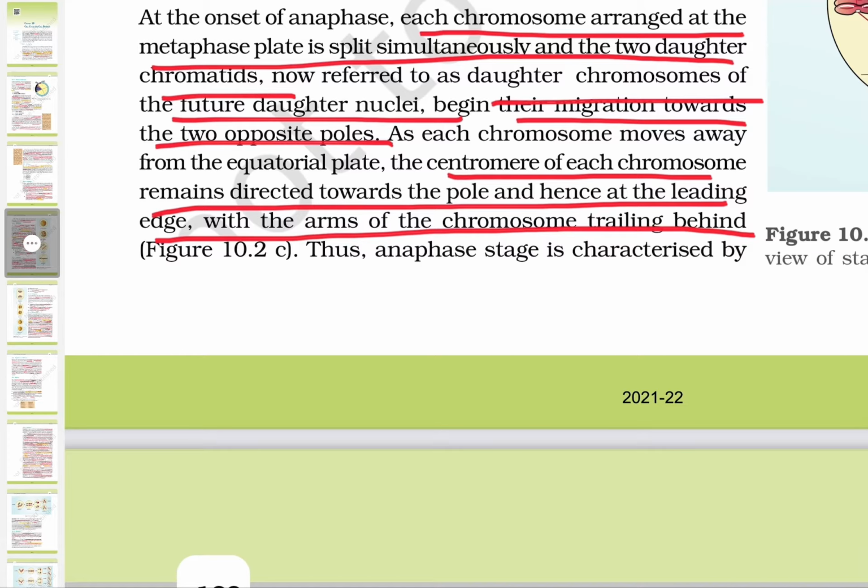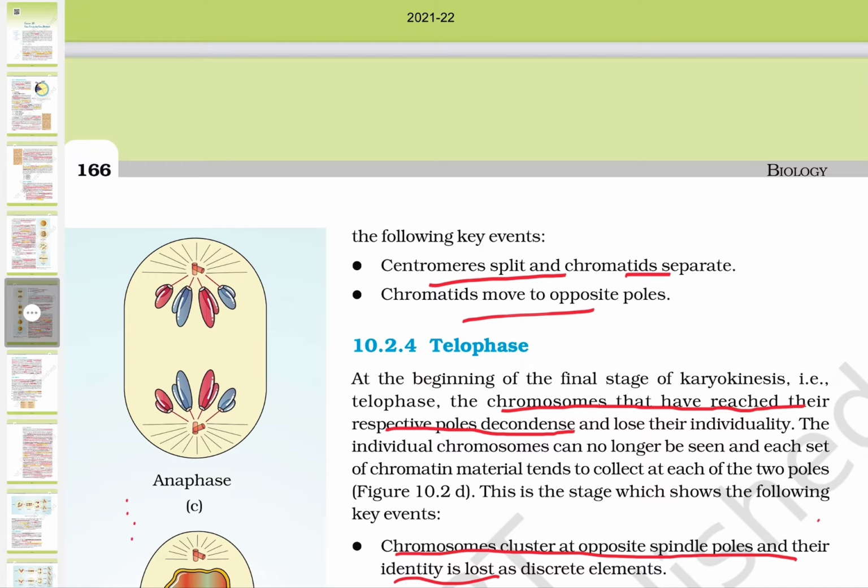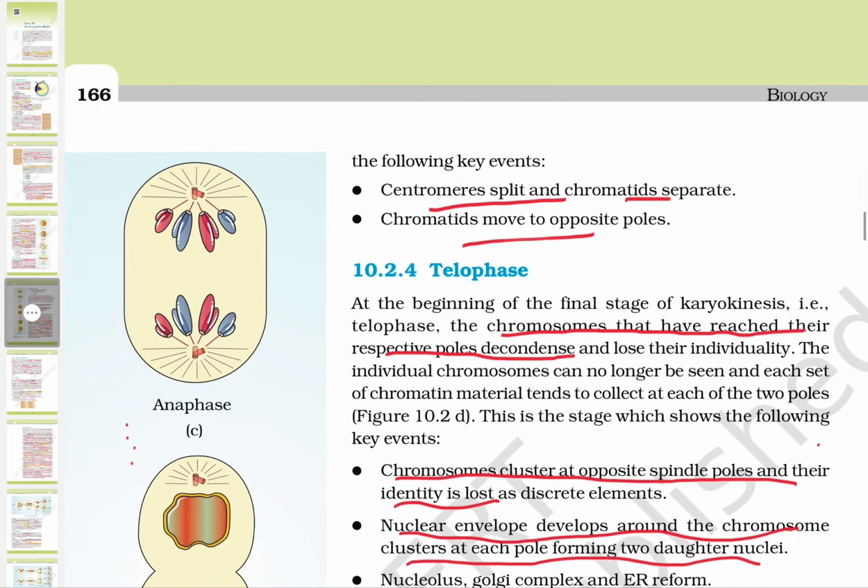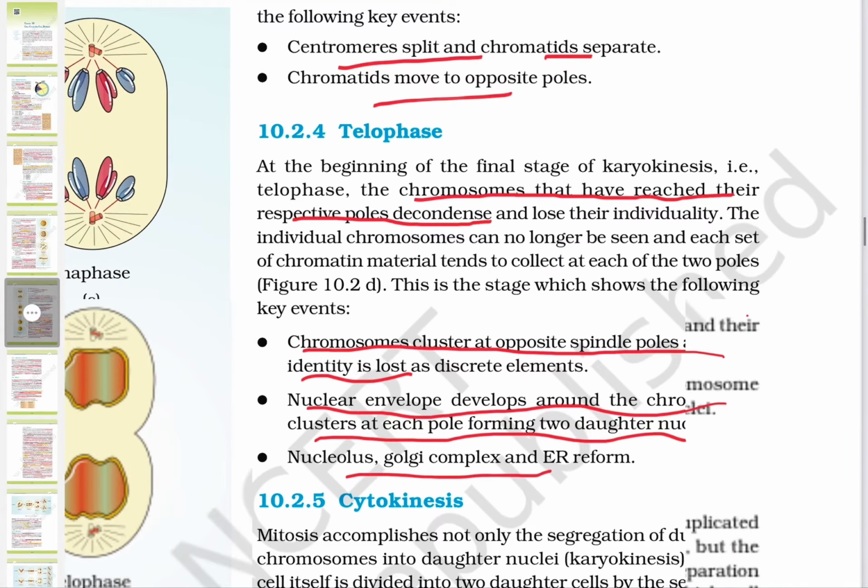वो pole की तरफ खींच रहे हैं जो mitotic apparatus थे, they are trying to pull the centromere of each chromosome, which remains directed towards the pole, and hence the leading edge with the arms of the chromosome trailing behind. So basically वो ऊपर की तरफ खींचते हैं towards the poles. So basically the key events of anaphase is कि centromere split हो जाते हैं, chromatids separate हो जाते हैं, and these chromatids they move towards the pole की तरफ उनको खींचा जाता है with those mitotic apparatus.